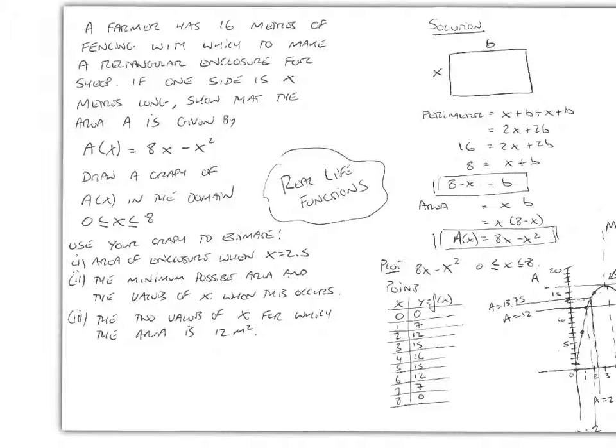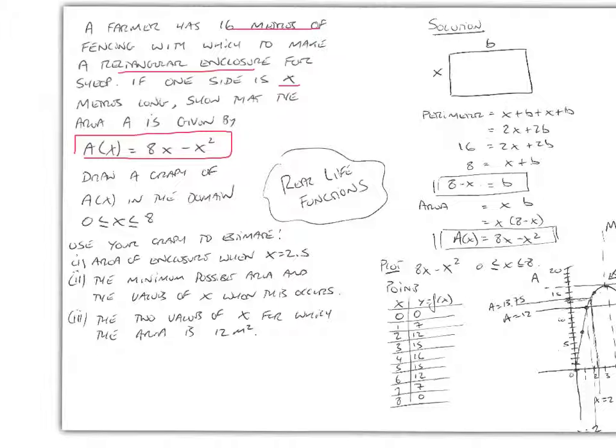Okay, let's look at a real life use of a function. A farmer has 16 metres of fencing with which to make a rectangular enclosure for sheep. If one side is x metres long, show that the area A is given by the function A(x) equals 8x minus x squared.